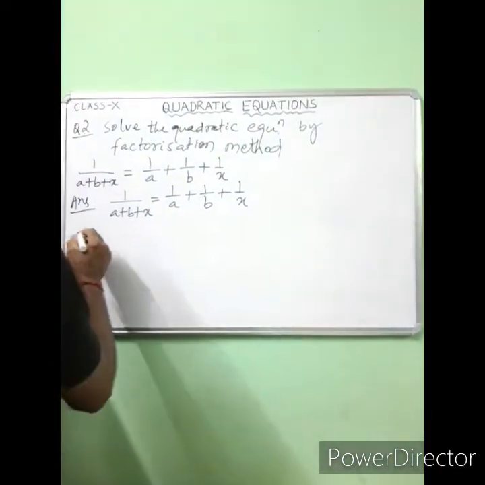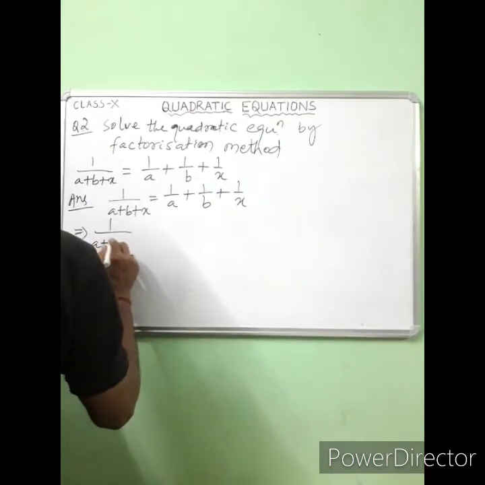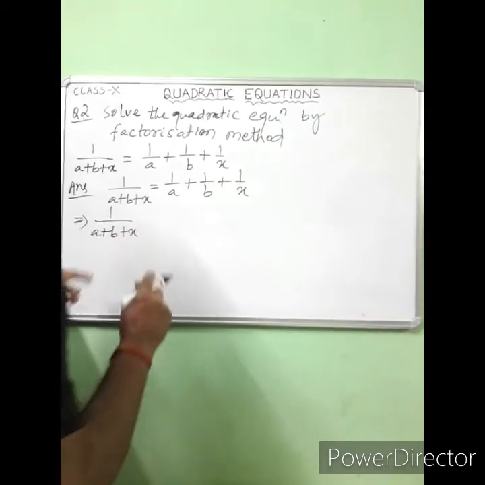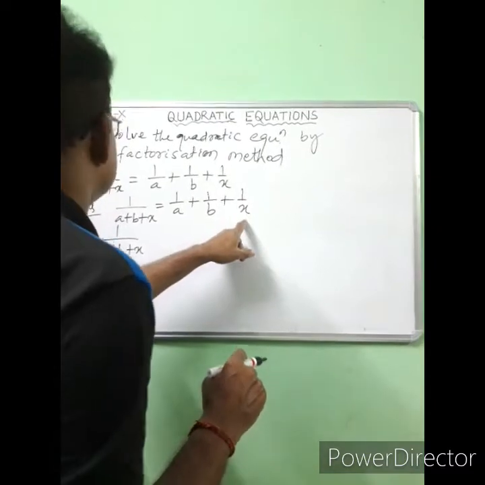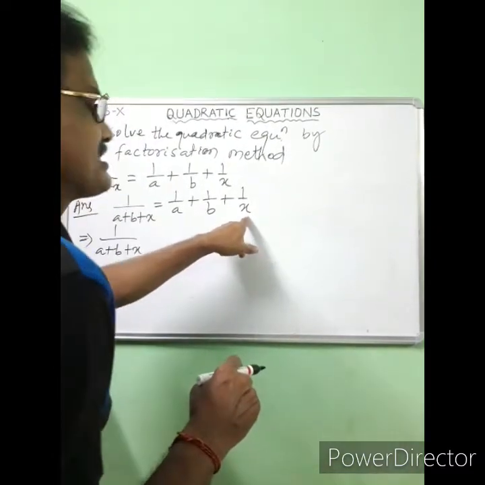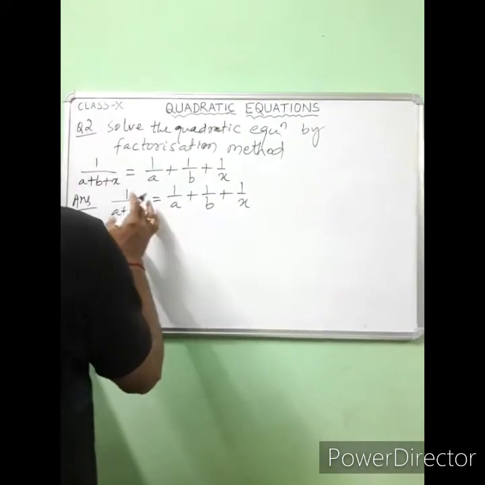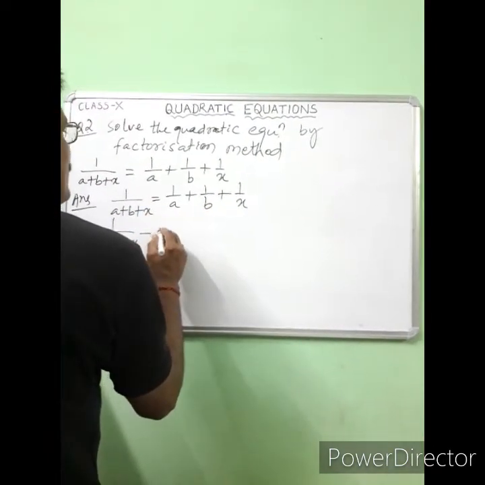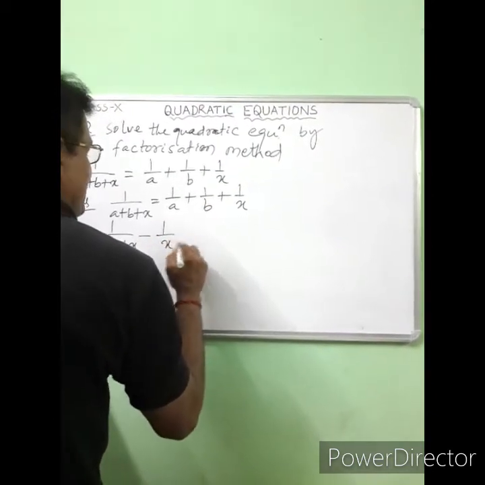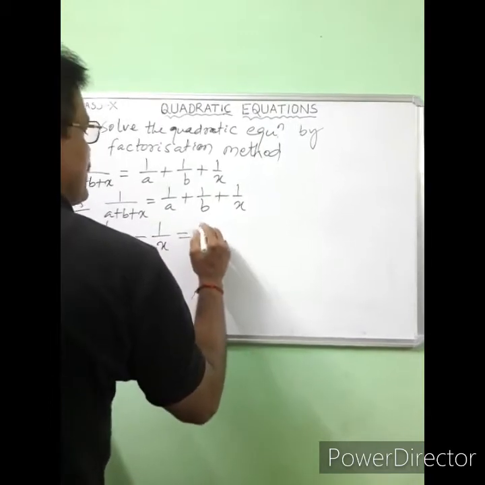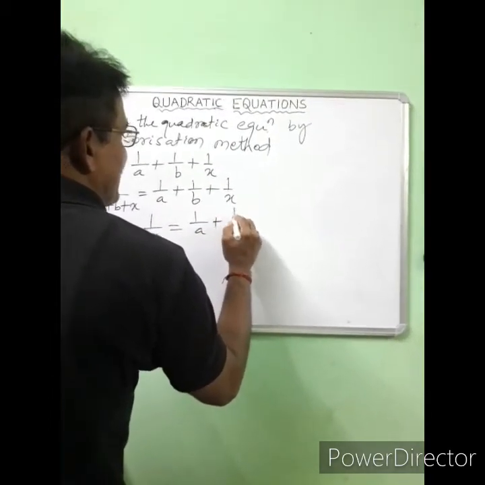So that implies 1 by (a plus b plus x). Let us keep 1 by x on the left side. Here it is plus, so when it comes to the left side it becomes minus: 1 by (a plus b plus x) minus 1 by x is equal to 1 by a plus 1 by b.